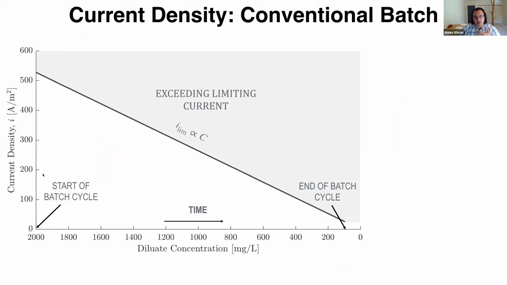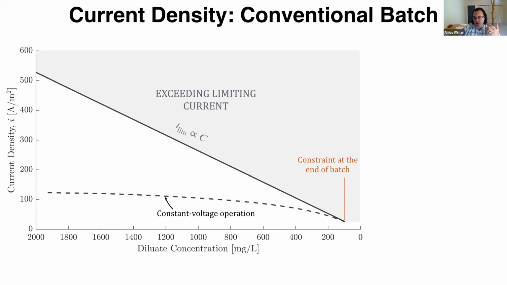In a batch system, you'll start at a certain input salinity, and you'll circulate the water through the ED stack until you get to the product salinity. In this case, it would be 100 milligrams per liter. And if you run a traditional batch system with a constant voltage applied over the ED stack, you'll start at some starting limiting current or applied current density, and that'll actually drop over time as your salinity in your diluent stream goes down. And you set your voltage to never exceed the limiting current density.